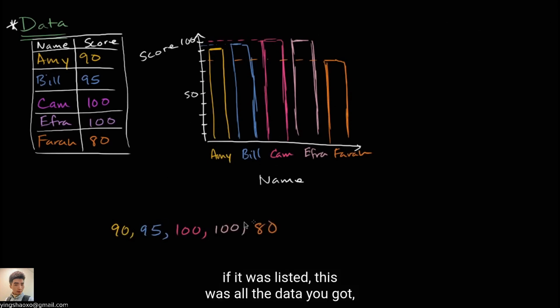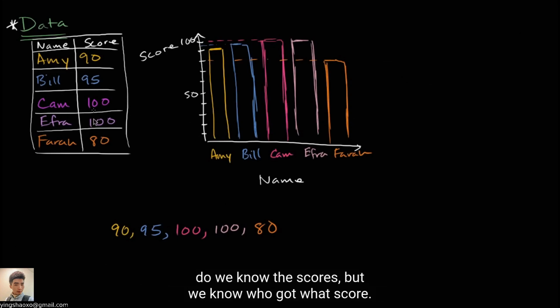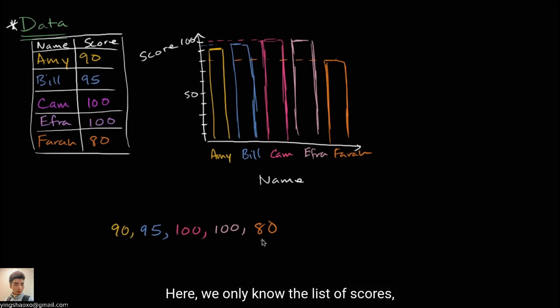Now, if this was all of the data you got, this would be less information than the data in this bar graph or histogram, or the data that's given in this table. Because here, not only do we know the scores, but we know who got what score. Here, we only know the list of scores.